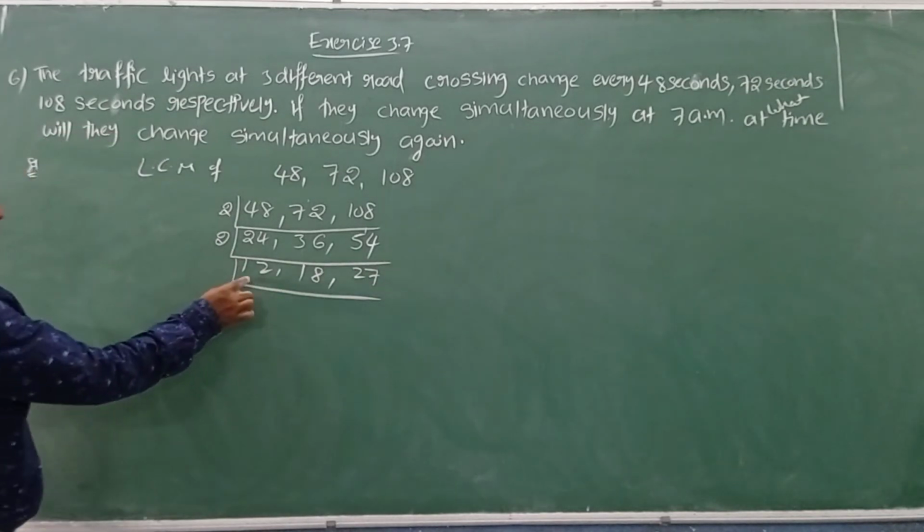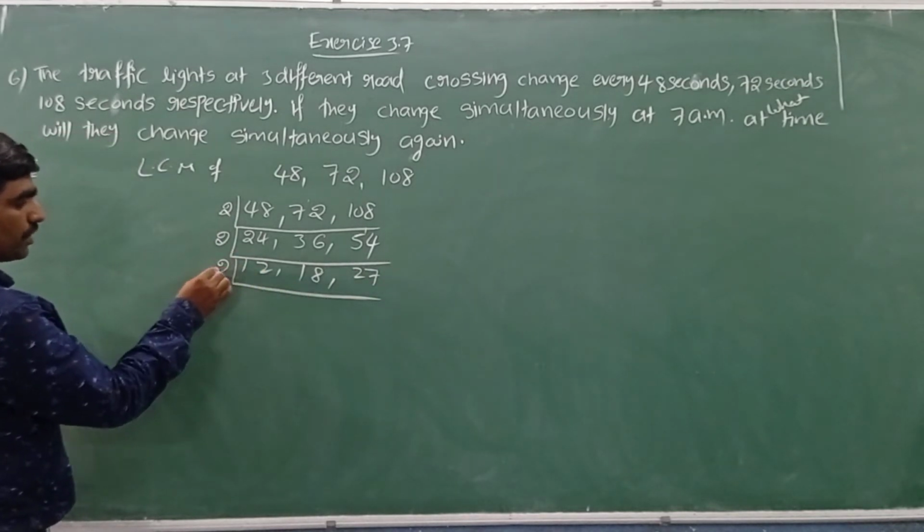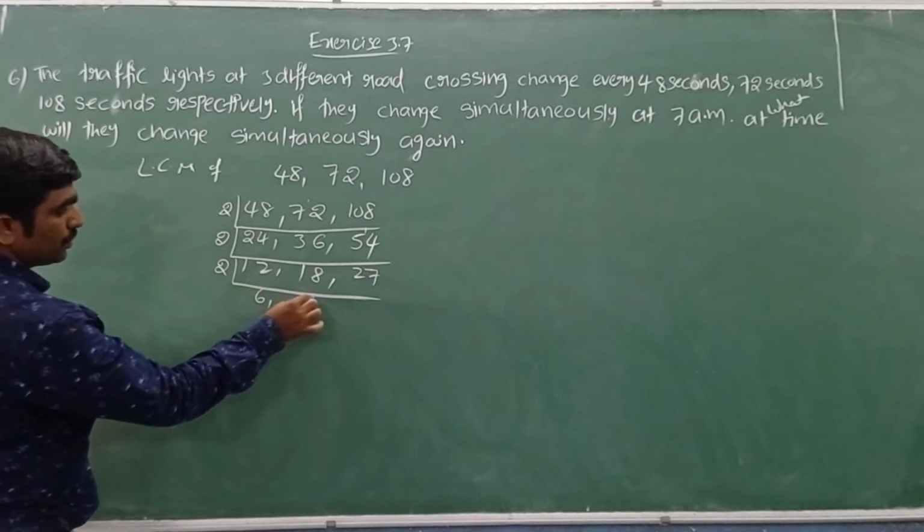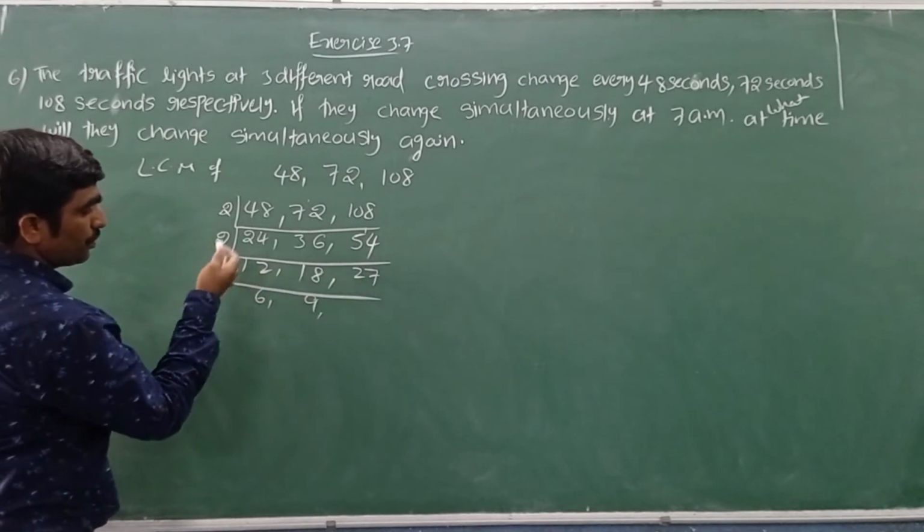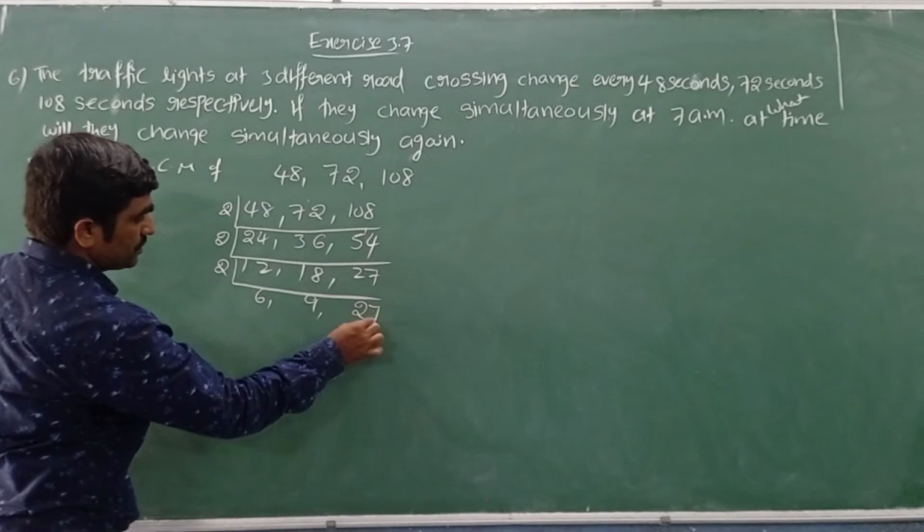Again the 2 table is possible only in these three. Let me go through the table. 2 6s are 12, 2 9s are 18. In 27 the 2 table is not possible, so write it as it is.